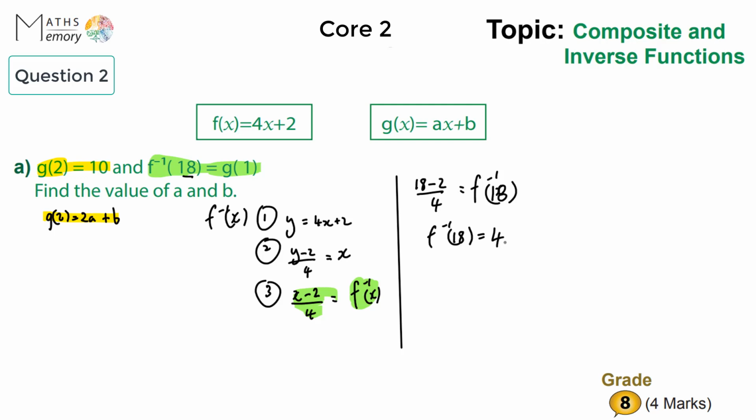Okay, so we've got that. Now this equals g of 1. So g of 1 is simply, wherever we see x, we plug in 1. So g of 1 equals a times 1, or 1a, plus b, simply a plus b. So we have that equation over here.